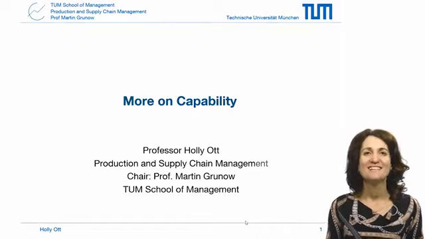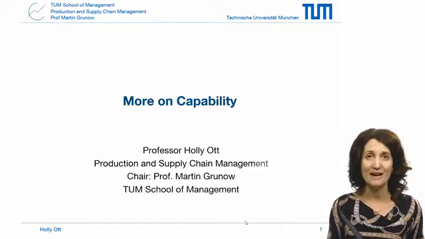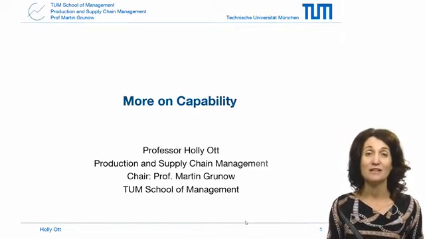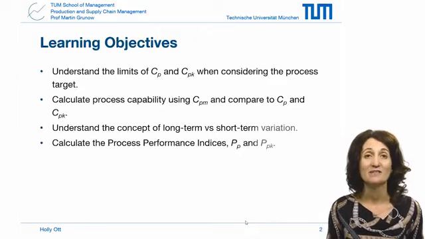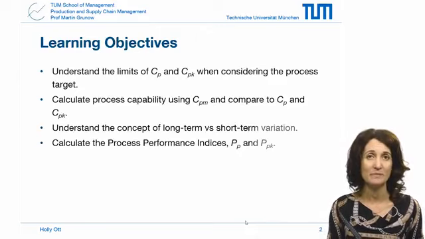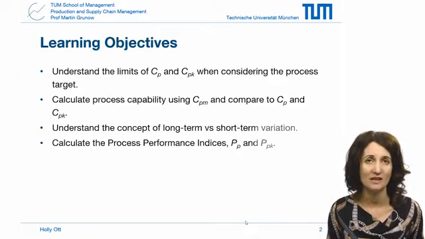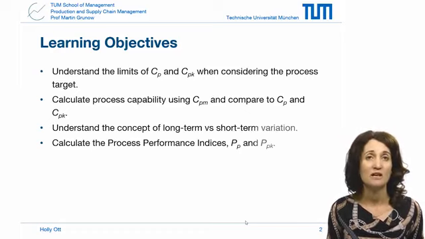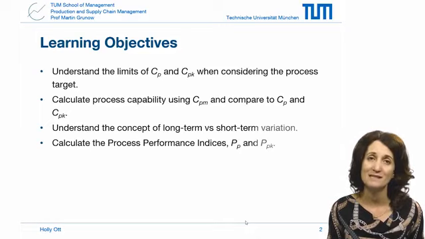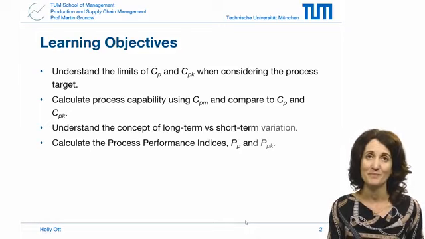Hello everyone. In this section, we're going to look more at the concept of process capability and also process performance. Our learning objectives are to understand the limits of CP and CPK when considering the process target. We also want to calculate process capability using a new index called CPM and compare CPM to CP and CPK. We want to understand the concept of long-term versus short-term variation and calculate the process performance indices PP and PPK.